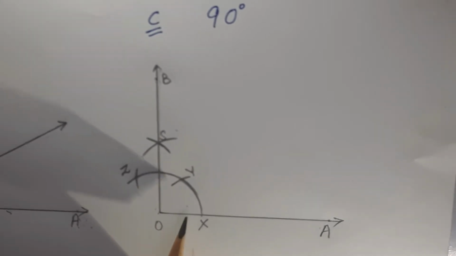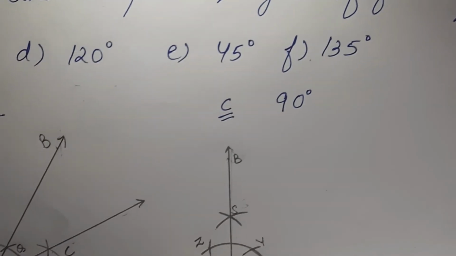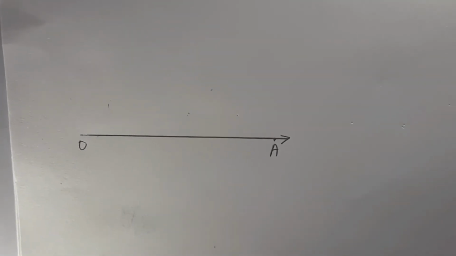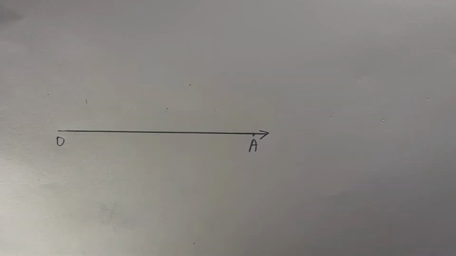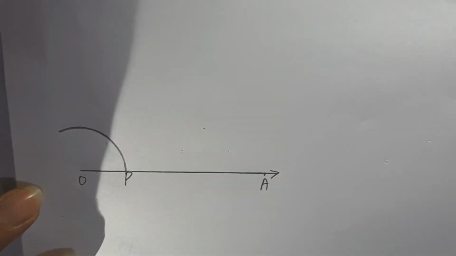Now let's start D part. D part is we have to draw an angle of measure 120 degree. First of all, draw a ray OA. Okay, draw a ray OA like this. Now with O as center and convenient radius, mark an arc which intersect OA at point say P.